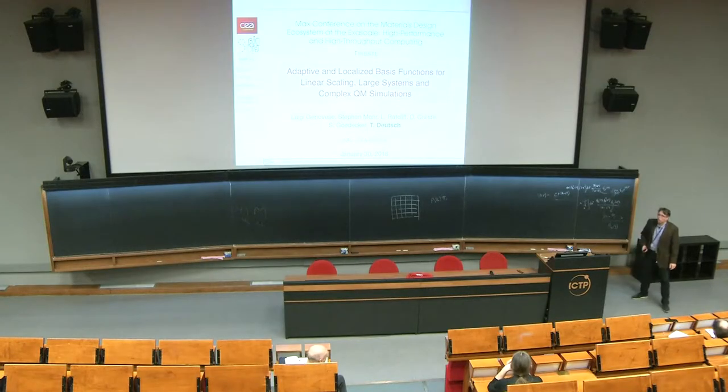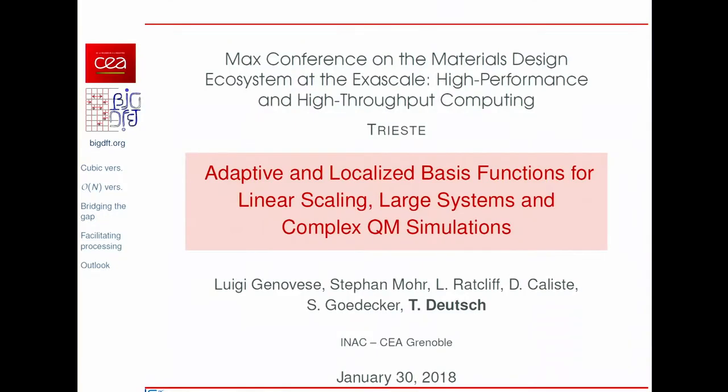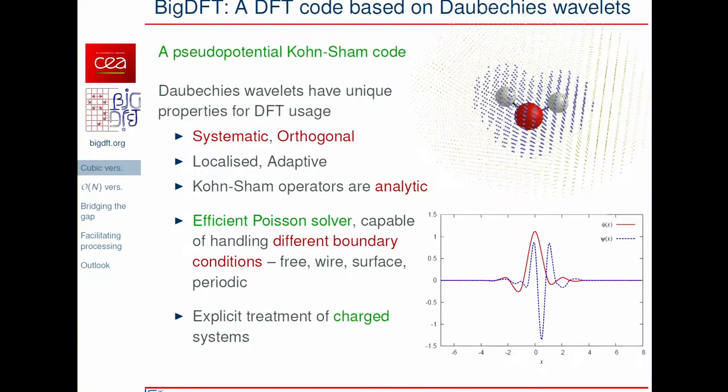Thanks, Paul. So I would like first to thank the organizer for this invitation. In my case, I will talk about wavelets. The idea is to replace the plane waves by wavelets, because with wavelets we don't have the problem of treating the whole system, for instance, to calculate the kinetic term. Because wavelets have a compact support, we can localize our operation in a small range of the real space. So wavelets are systematic and orthogonal, localized and adaptive.